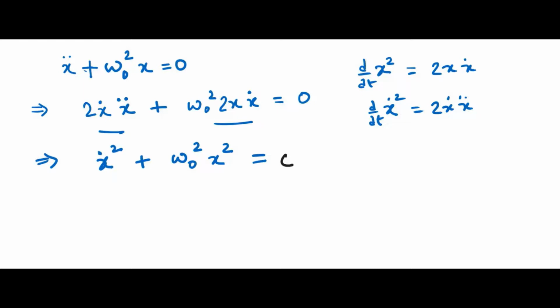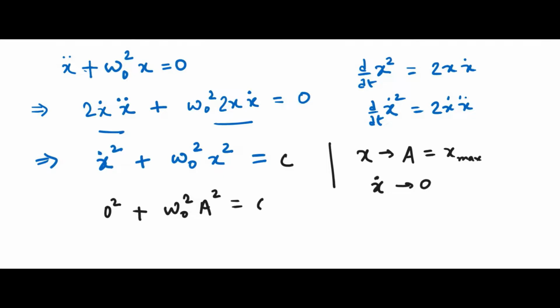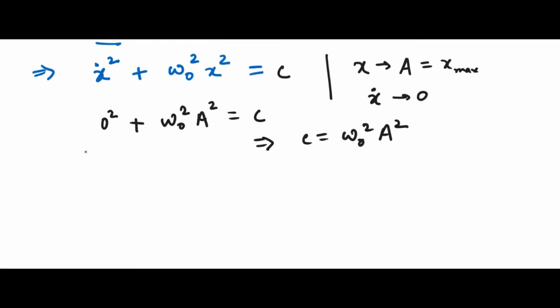So what is that boundary condition? We utilize the fact that when x reaches its maximum value a, so this is x max, then the velocity x dot goes to 0. So we impose that 0 squared plus omega naught squared a squared equal to c, and therefore c equals omega naught squared a squared. We replace the value of this constant into our equation, and get x dot squared plus omega naught squared x squared equal to omega naught squared a squared.